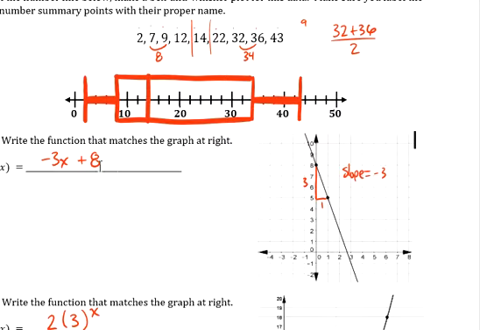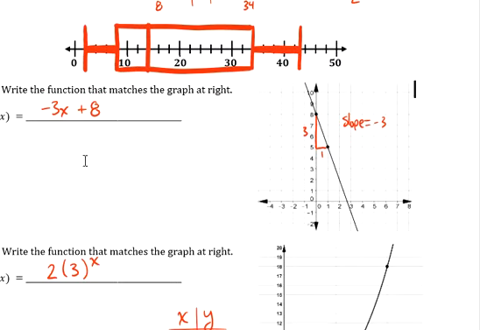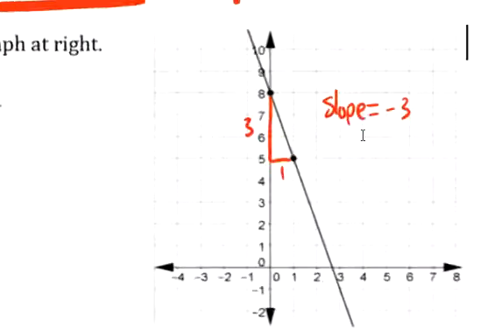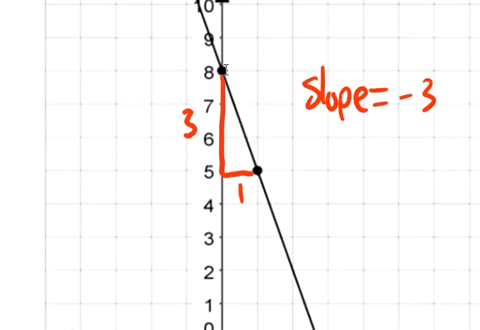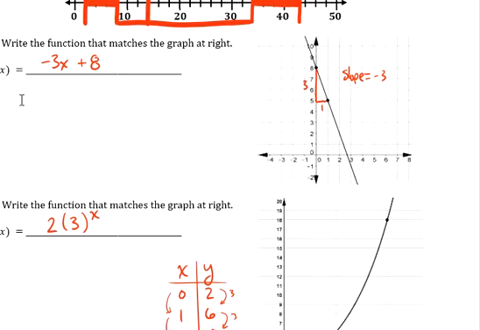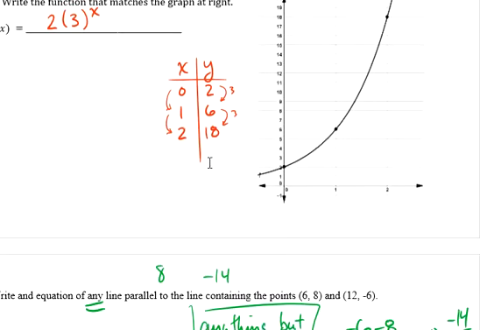Question 3A, it says write a function that matches the graph at right, and for this particular function, it had a y-intercept at 8, and it was down 3 over 1. So that looks like y equals negative 3x plus 8.